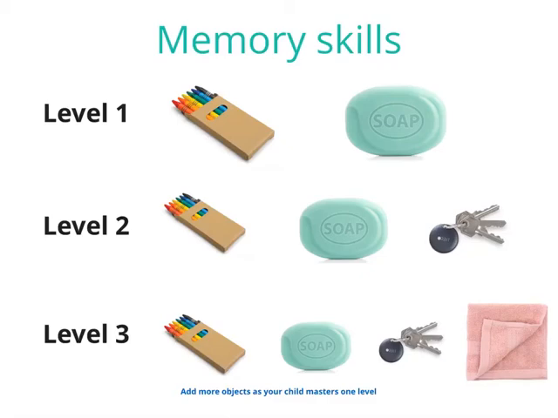Now cover these objects with the towel and ask the child, "What is under the towel? Can you remember?" And they should say, "Crayons and soap." If they can't remember, you can maybe give them a hint and say, "Remember the one we use for coloring? Can you remember what that is? So that's the crayons. And the other one, can you remember? It starts with an S sound. It's something that we use when we bath to wash ourselves."